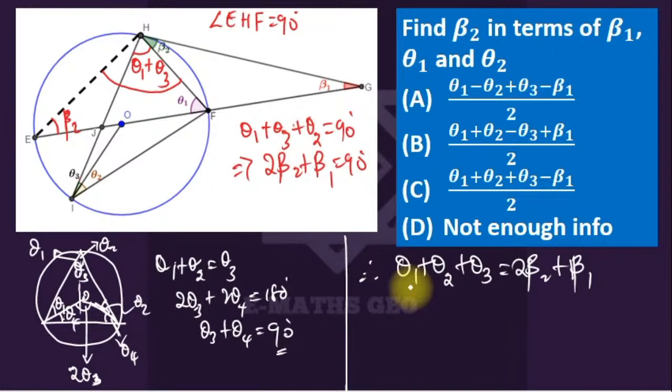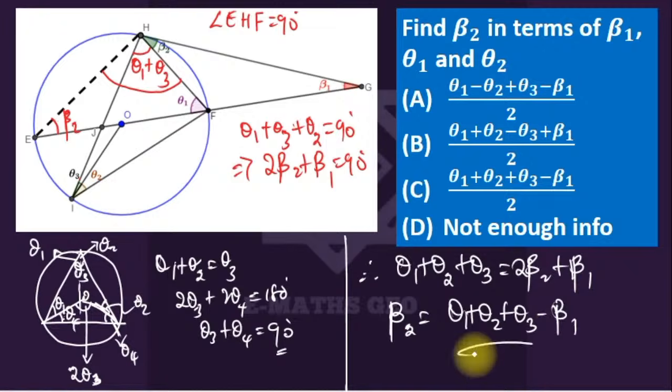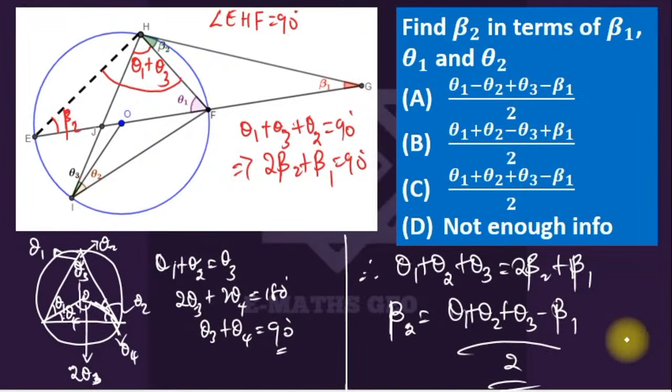So we are looking for beta 2. Making it the subject of the formula, beta 2 will be theta 1 plus theta 2 plus theta 3 minus beta 1, all over 2. So there is the answer, option C. Have you seen how we connected it? It's a very tricky question. Thank you.